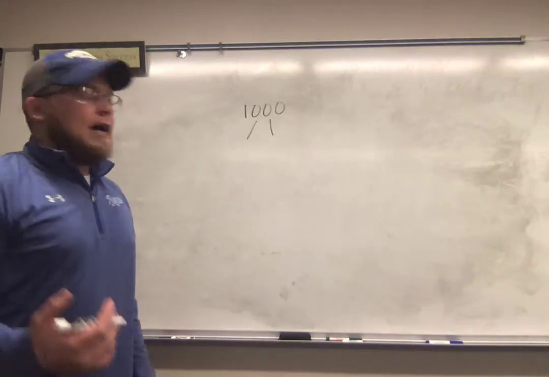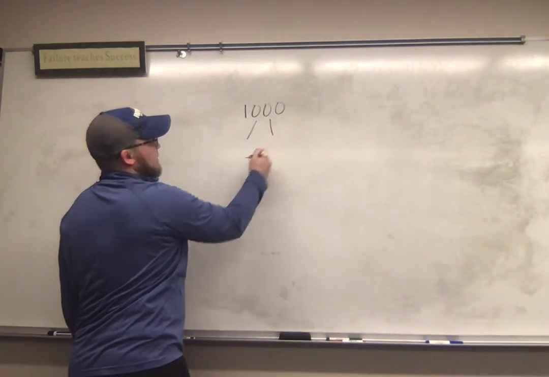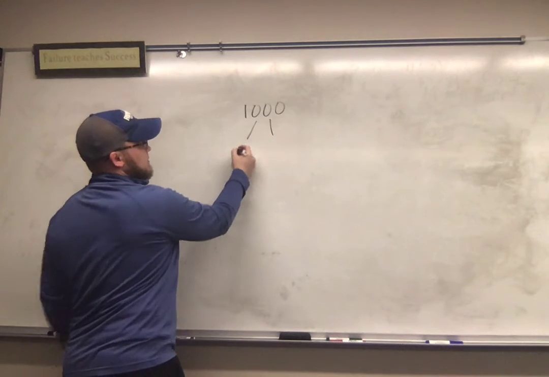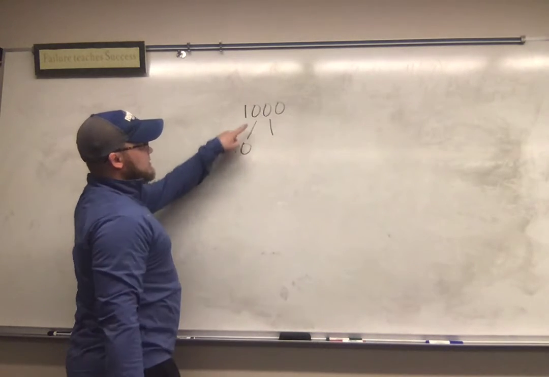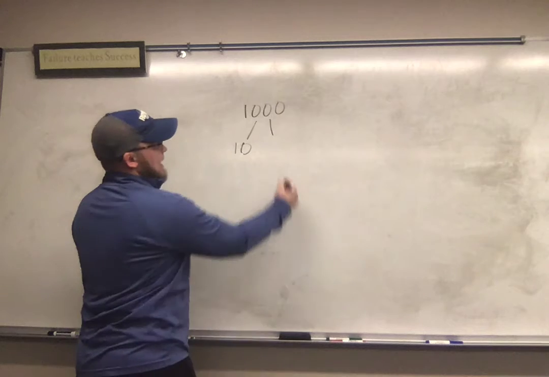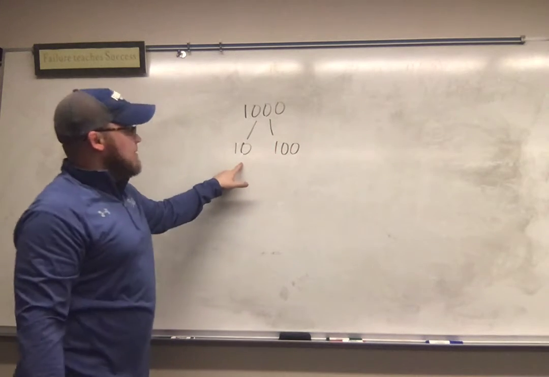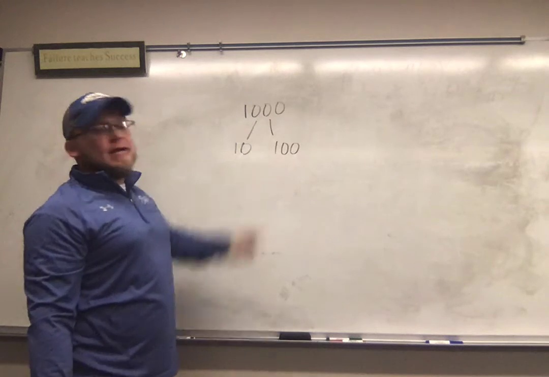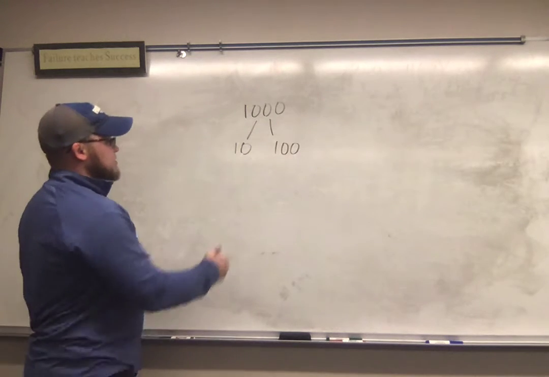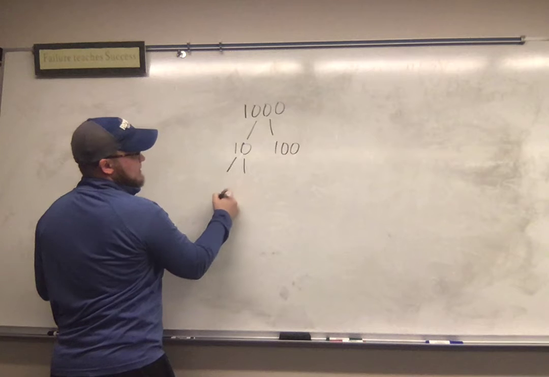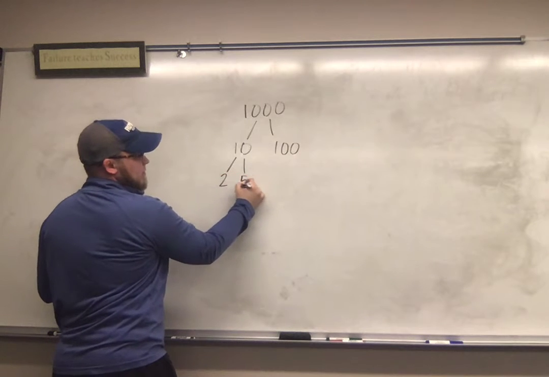So what I always do when I have a 1 with all zeros, I just break up the zeros. If I put one of the zeros over here for 10, I have to put the other 2 over here. And as you see, 100 times 10 equals 1,000. And now you just keep breaking them up. So I break up this side. This is 2 times 5.